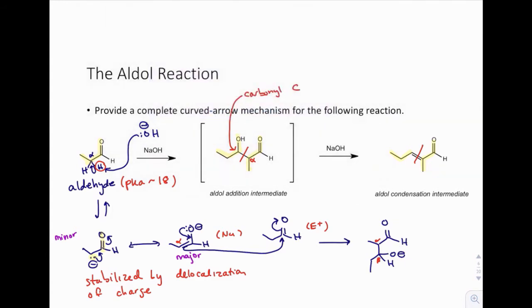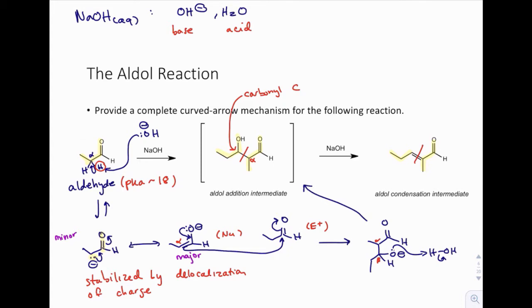Now we need to protonate the alkoxide. It means we need to use an acid. Look at our conditions. We're in aqueous base. So we have significant amounts of hydroxide and water. When we need a base, we're going to use the hydroxide. When we need an acid or a proton source, we're going to use water. We're going to use water here to protonate, and that brings us to our aldol intermediate.